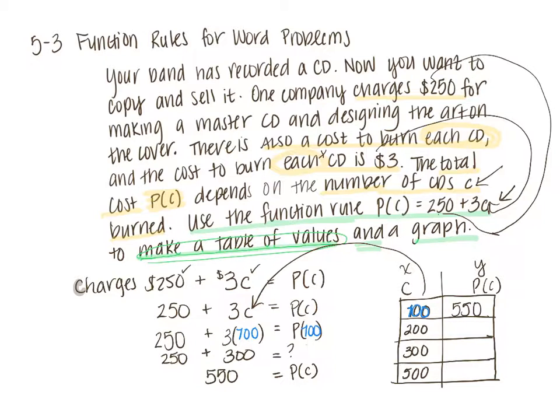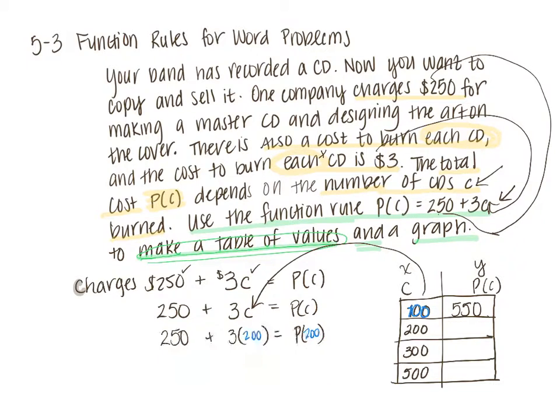So when C is 100, P is what? 550. Cool. Let's do the same thing for 200. Well, if I plug 200 in place of C, I'm going to get 600 plus 250, and that's going to give me 850 as my total cost when C equals 200. So when C equals 200, what am I going to put in my chart? 850. So my cost jumps to 850. Let's look at doing the same thing for 300 and 500. Pause me, do your own, and we'll check your answers when you're done.